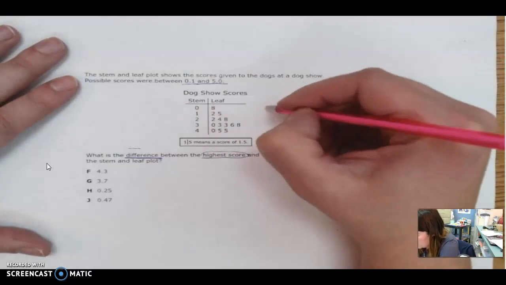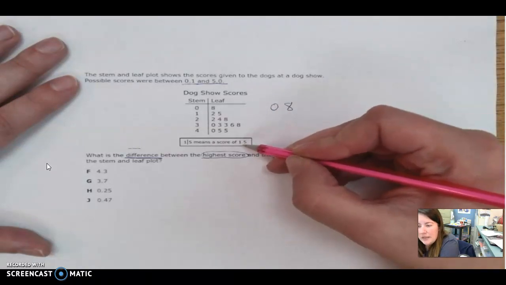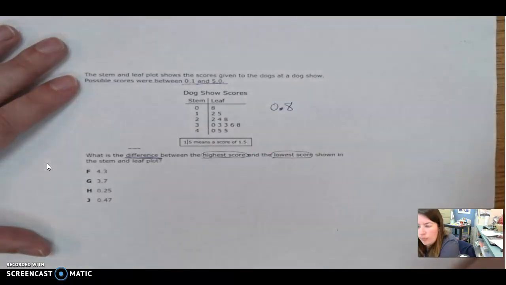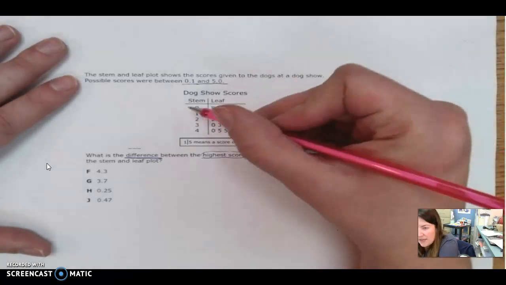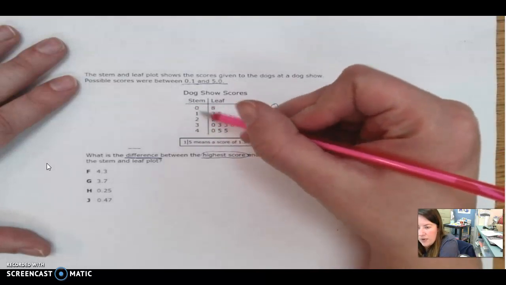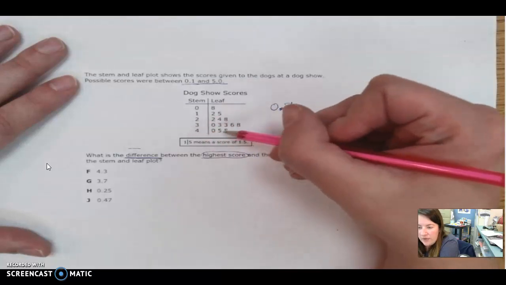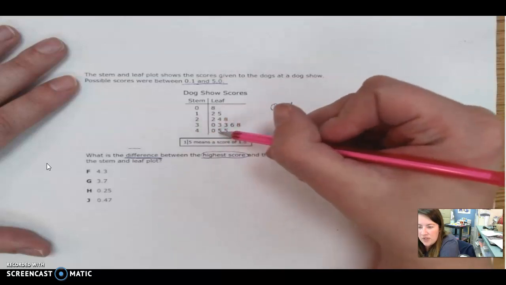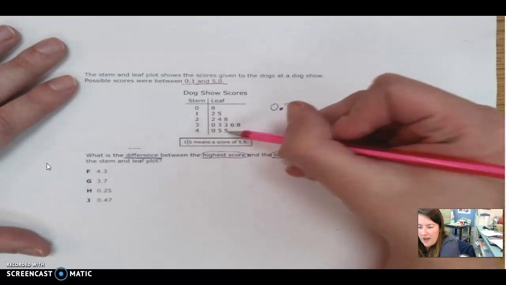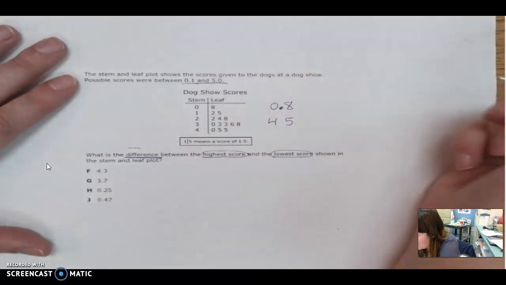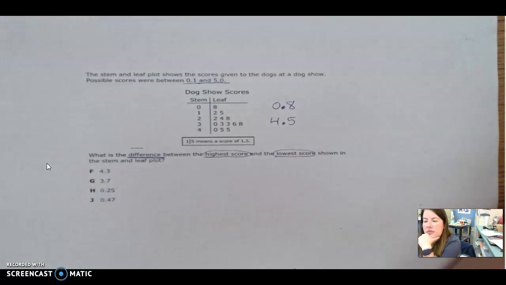So my lowest score should be, right? It's not 8 though, because according to my key, this is 0.8. And then my largest score, my highest score, should be way down here. So it's 4, but which one? Is it 4, 0, 4, 5, 4, 5? The largest score is always here on the right-hand side, so this 5 would be the largest one. So 4, 5, but it's not 45, it's 4.5 because of my key.